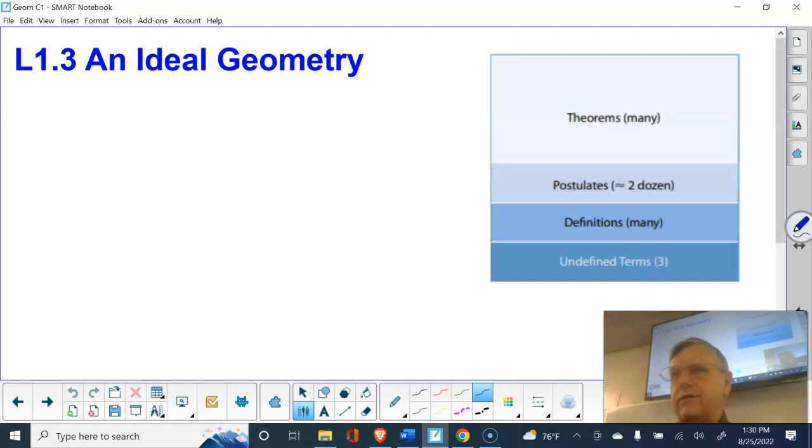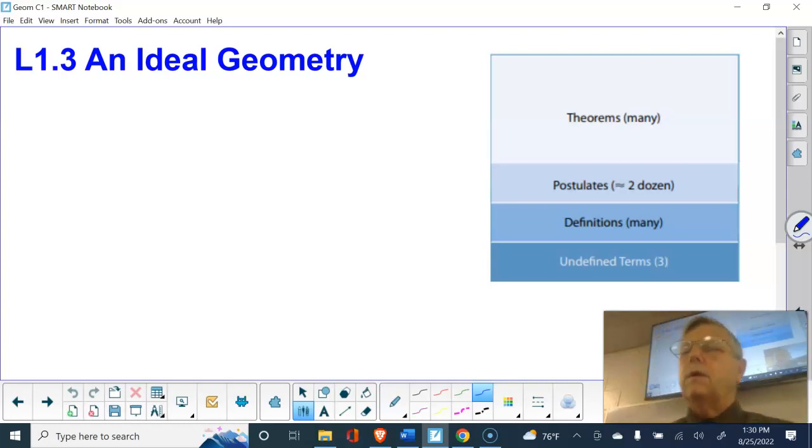Next, you get definitions, and there's a whole lot, and we've had a bunch of them already, right? Like parallel lines and stuff like that. So definitions, you can go just DEF, and then postulates, that's the next level. And it says about 2 dozen, you can put about 24 if you want. And then the top part are the theorems, of which there are many. Give you time to get there.